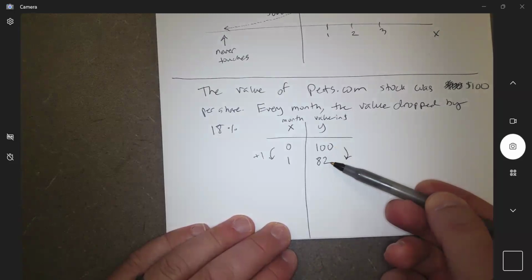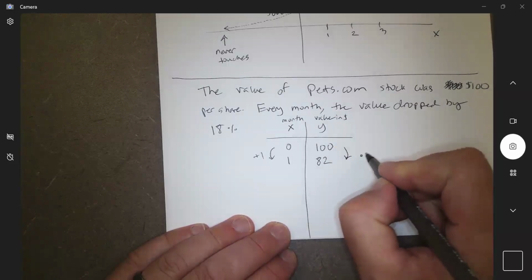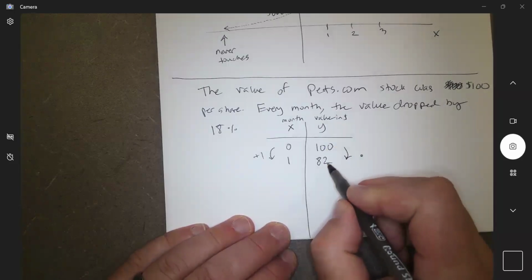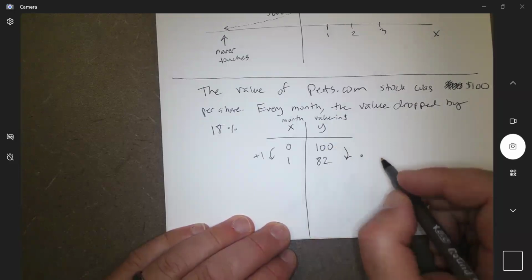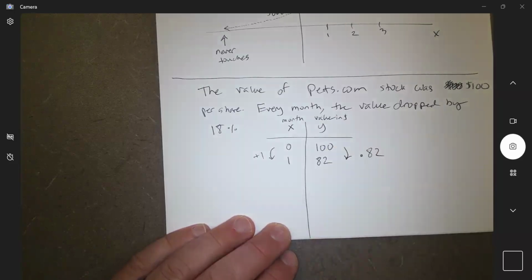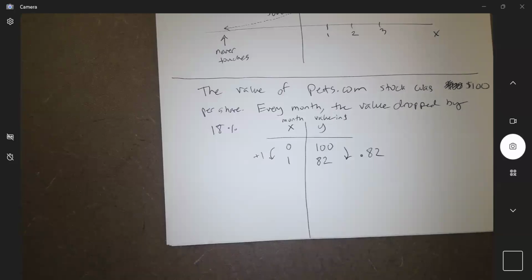How do you go from 100 to 82? You're going to multiply by what number? Well, not 0.18. That would bring you all the way down to 18, right? 0.82. This is the challenge with decay.